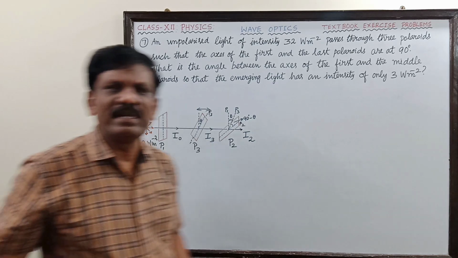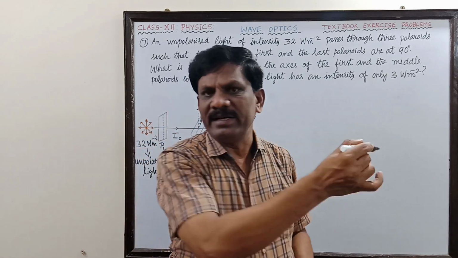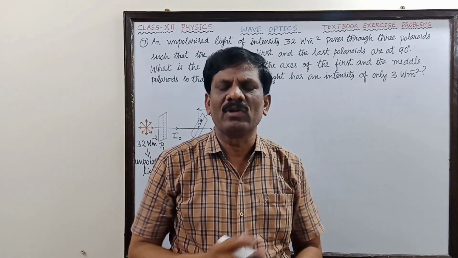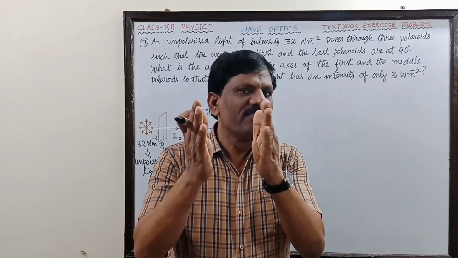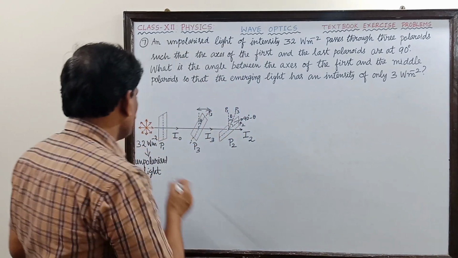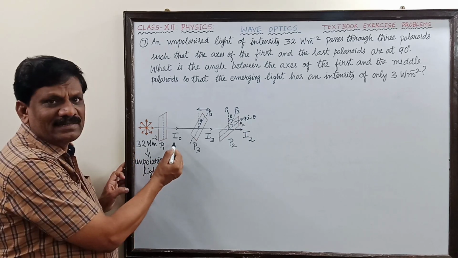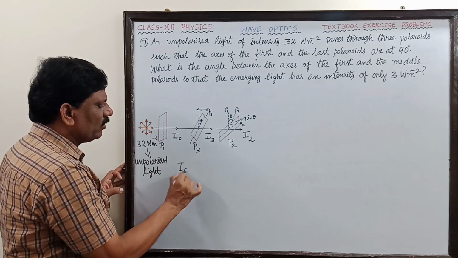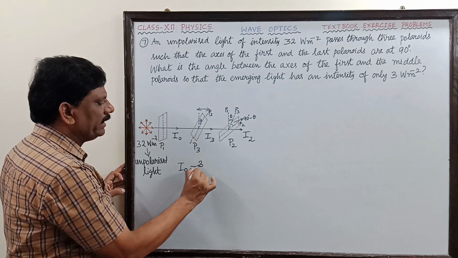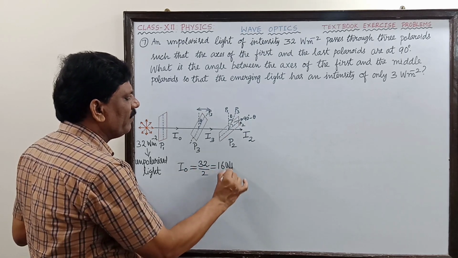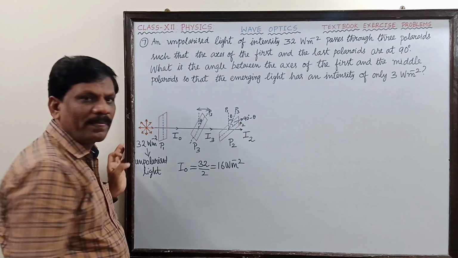When unpolarized light is allowed to pass through a Polaroid, what will be the intensity of light coming out of the Polaroid? It will be exactly 50%. So 50% of 32, half of 32 is 16. That is taken as I0. So I0 is equal to 32 by 2, that is equal to 16 watt per meter square.